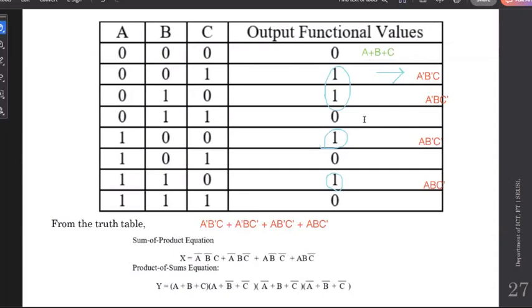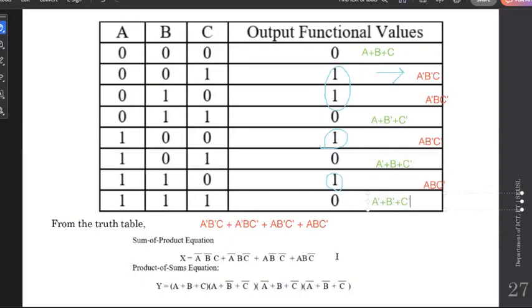Here it is going to be A plus B bar plus C bar. Make sure you insert a plus. And here it is going to be A bar plus B plus C bar. And here it is going to be A bar plus B bar plus C.